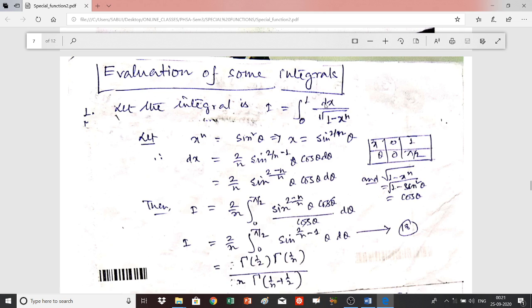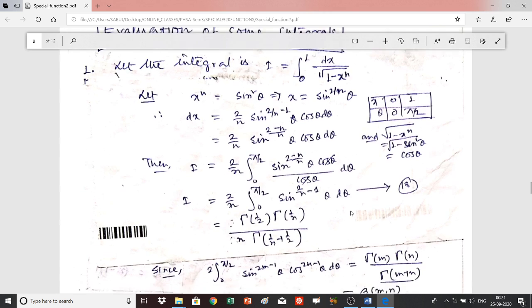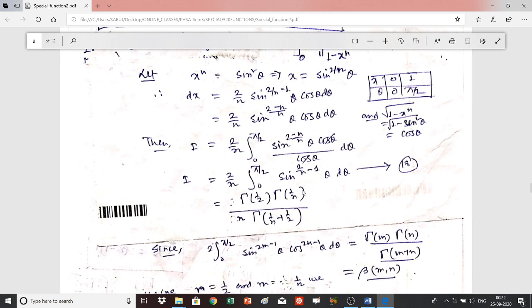Then first write the value of dx, which is 2 by n sin theta to the power 2 by n minus 1, then cos theta d theta, and the value of root over 1 minus x to the power 2n is cos theta. So this cos theta will cancel, and it will give you I equal to 2 by n, integral 0 to pi by 2, sin theta to the power 2 by n minus 1 d theta.